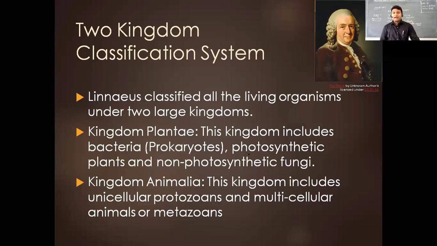Here the kingdom Plantae included the bacteria, the kingdom Monera that we know about, the bacteria, prokaryotes, the photosynthetic plants, and non-photosynthetic fungi. The Animalia, on the other hand, had the unicellular protozoans and multicellular animals or metazoans. Now, these were placed into these kingdoms. So, in other words, what we have done is we are grouping the entire living organisms into Plantae or Animalia.